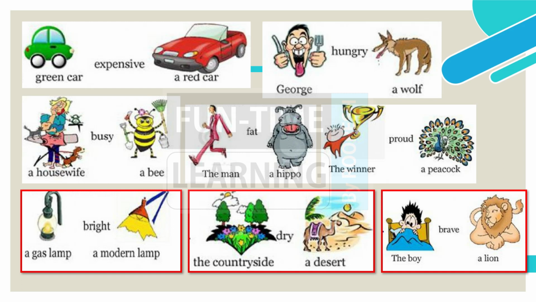അപ്പോൾ അത് എങ്ങനെയാണ് ഒരു ഒറ്റ സെൻറ്റൻസ് ആയിട്ട് പറയുക, ഒറ്റ വാക്യമായിട്ട് പറയുക? The green car is as expensive as the red car. That's how you do that. George is as hungry as a wolf. The winner is as proud as a peacock. ഈ രീതിയിൽ തന്നെയാണ് നമ്മളത് ചെയ്യുക.